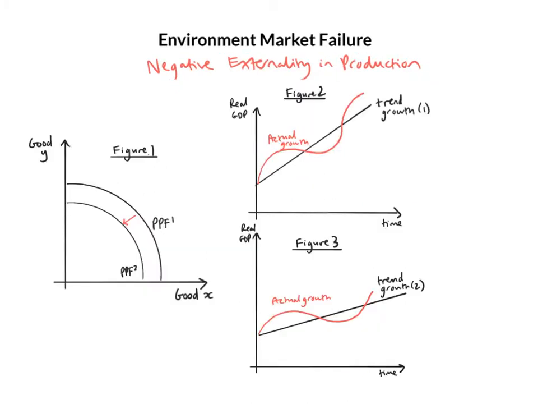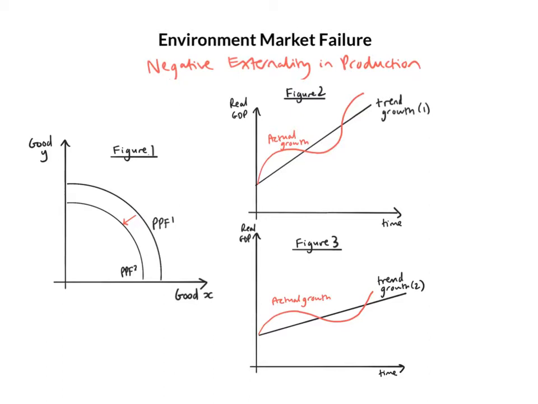Our final graphs are also very familiar. They're very similar to the ones that we drew when we looked at conflict and its impact on development. Let's start with figure 1. The production possibility frontier, or PPF, is here, and it shows the different combinations of goods and services that can be produced if all factors of production are fully and efficiently employed.